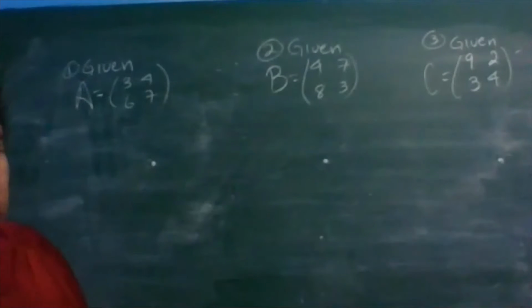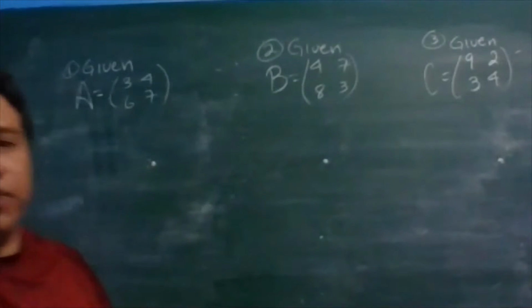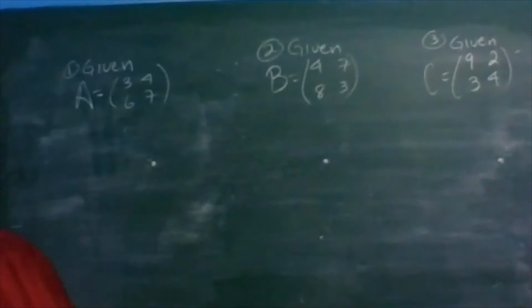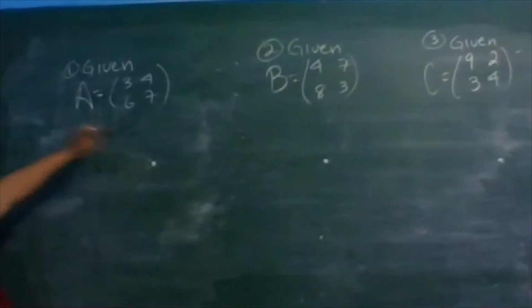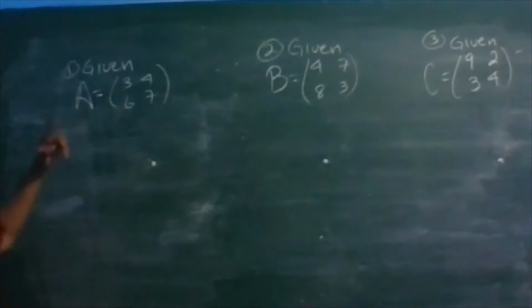Today we're looking at matrices 2, as we mentioned before. We're looking at determinant, we're looking at adjoint, and we're looking at inverse of a matrix. So the first one, it says given A equals 3, 4, 6, 7.